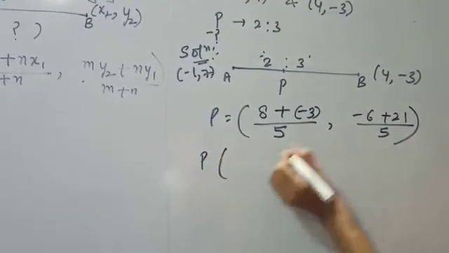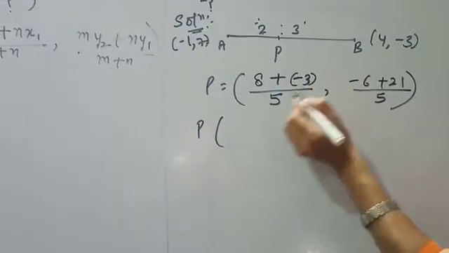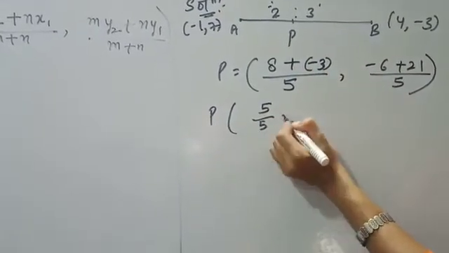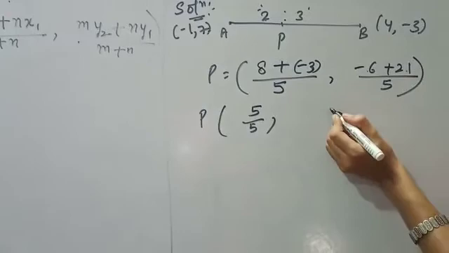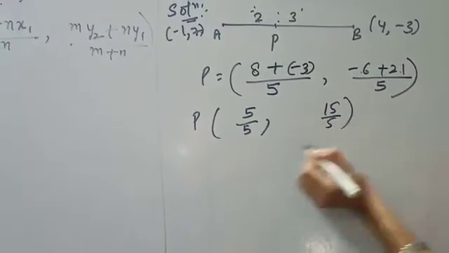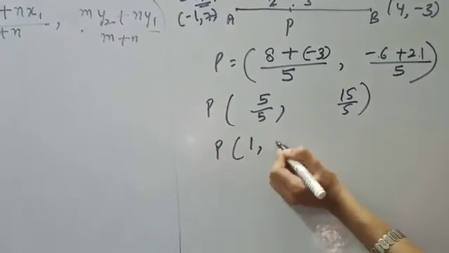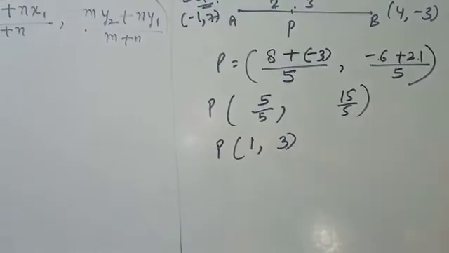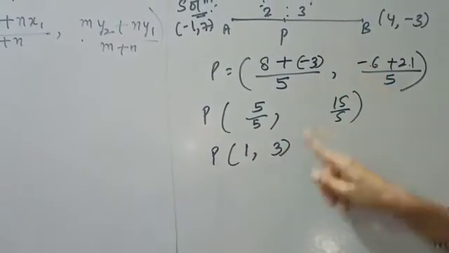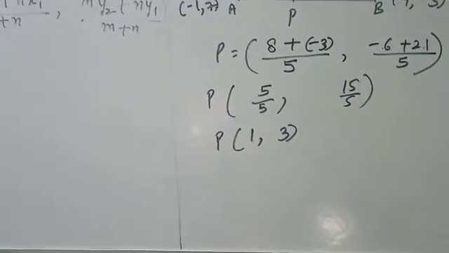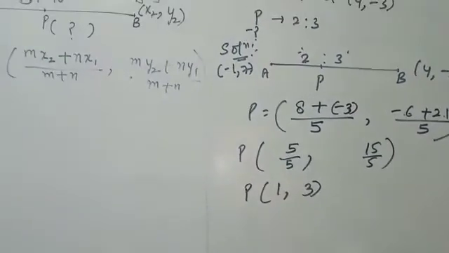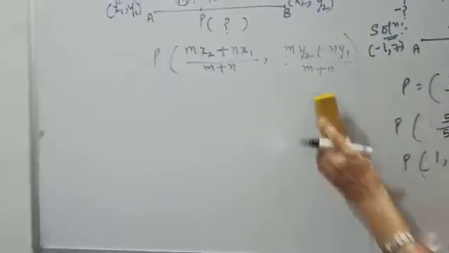So the P coordinates: 8 minus 3 makes 5 by 5, and 21 minus 6 makes 15 upon 5. So we can write 1 and 3. So the coordinates of P are (1, 3) using the section formula. Let us do one more question related to the topic.